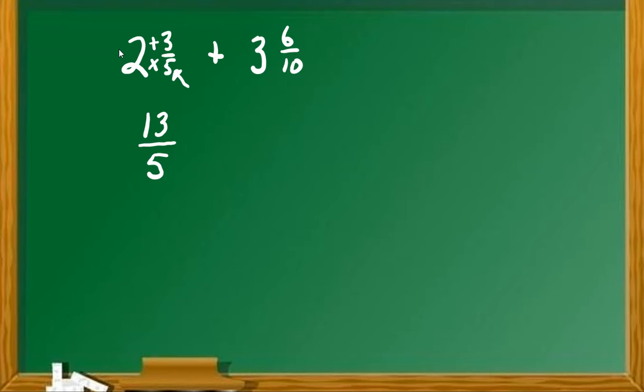So let's do that again with our second mixed number, 3 and 6/10. We have 3 wholes with 10 pieces each, and we have 6 extra on top of that. So 3 times 10 is 30, plus 6 is 36 for our second fraction. The denominator stays the same because these are tenths.